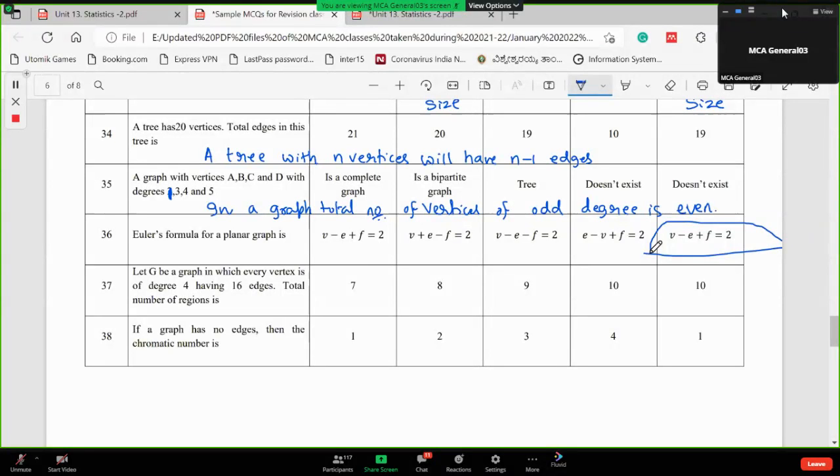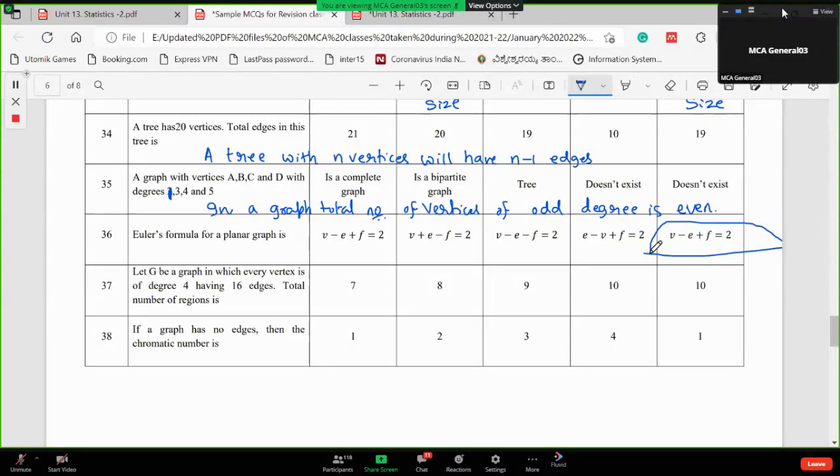I have to give you either V and F and ask you to find E, or E and F and ask you to find V. There are three ways. I can ask you to find V, with E and F given. I may ask you to find E, with V and F given. I may ask you to find F, with V and E given. Three problems. Euler's formula, memorize it, definitely there will be a problem on it.